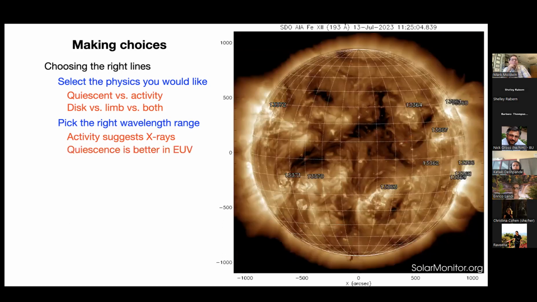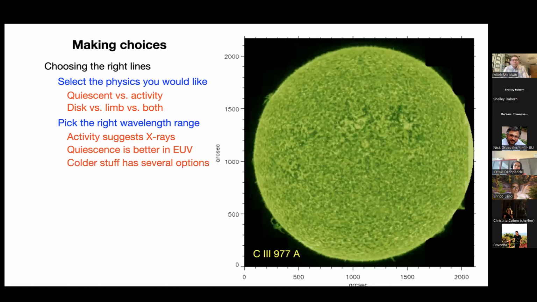Quiescence is better in the extreme ultraviolet because you have a lot of ions formed at very different temperature ranges, so that they can span the entire solar atmosphere, and they can really pick the one that they prefer. And if we want to see really colder stuff, I have several options. This is, for example, an image taken on a carbon-3 transition, which is formed below 100,000 Kelvin.